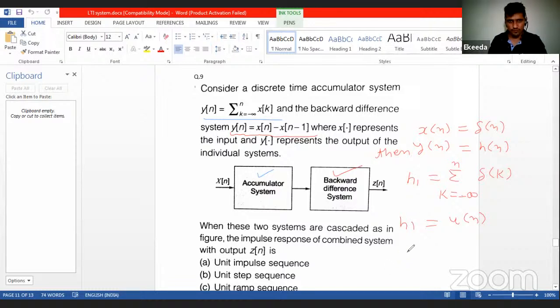What will be the h2? For this, h2(n) will be, you just put input as impulse, then you will get this impulse response. The response will be equal to impulse. So this will be del(n) minus del(n minus 1). So this impulse response is u(n), and this is del(n) minus del(n minus 1). Now you have to convolve these two and determine the overall response.